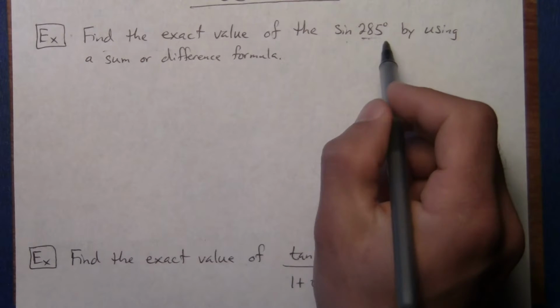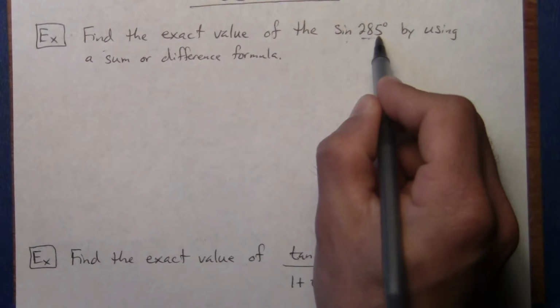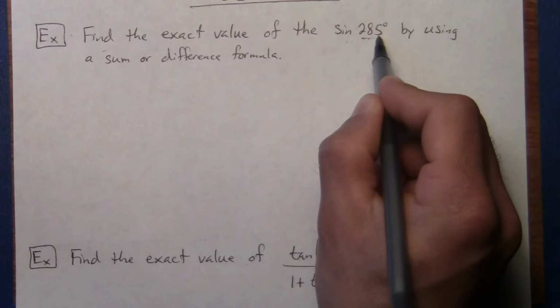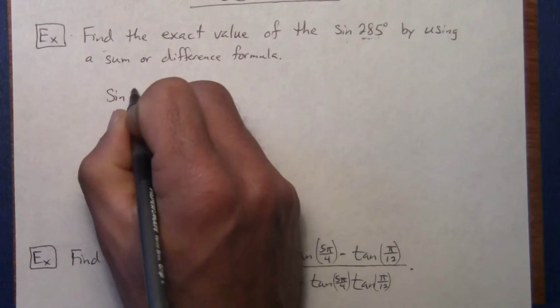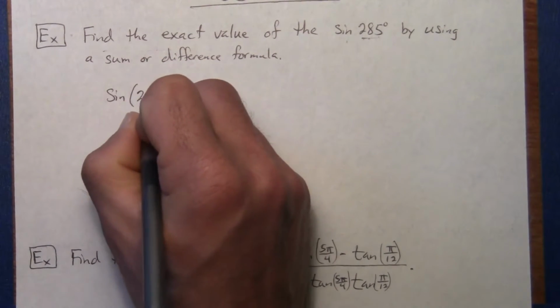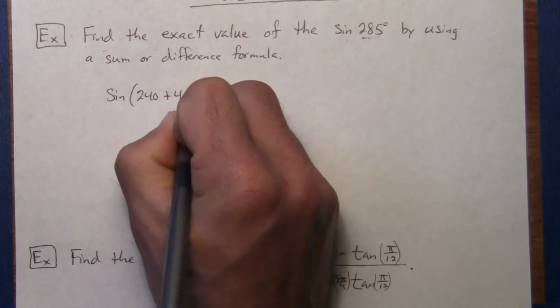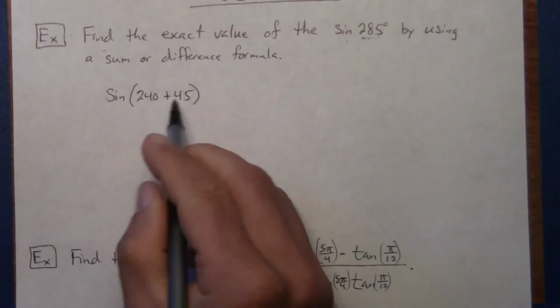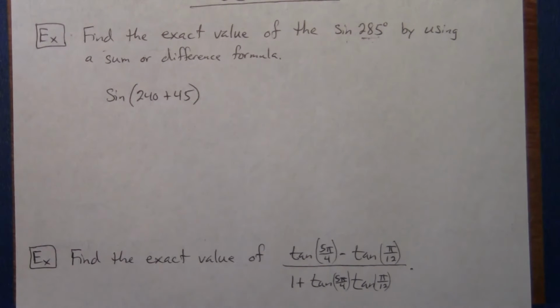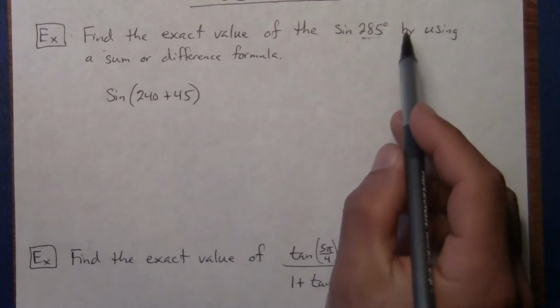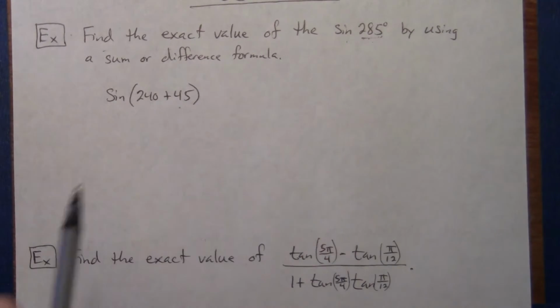So for example, since it's got a 5 in it, I know it's probably a 45 degree angle that I want to use. I can change this into the sine of 240 plus 45. Adding those two together will give me 285, and I do know those two numbers on the unit circle. Need to make sure that you've got numbers on the unit circle you recognize. So if it ends in a 5, that's a clue. 45 is one of the numbers.